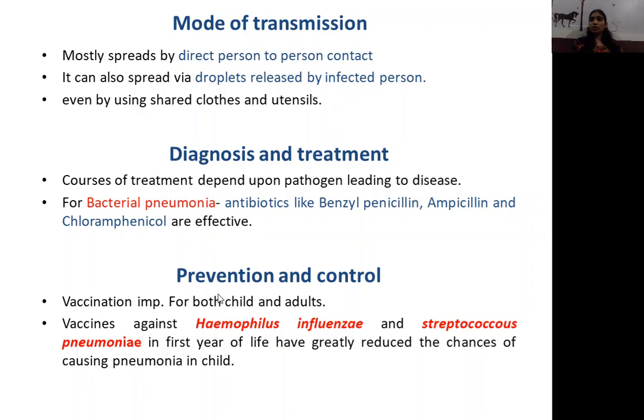Now, how to prevent pneumonia? There are a number of vaccines, which are very important for both children as well as adults. Vaccines against Haemophilus influenzae and Streptococcus pneumoniae in the first year of life have greatly reduced the chance of pneumonia in the child. So, if you take the vaccine in the first year of your life, it greatly reduces the chances of pneumonia in your life. Okay, so it is a useful prevention for pneumonia.